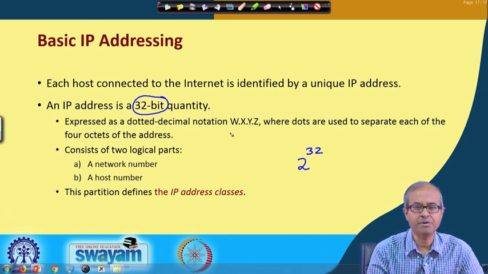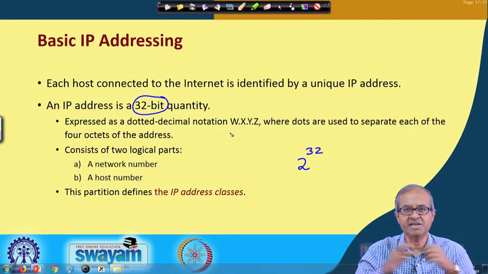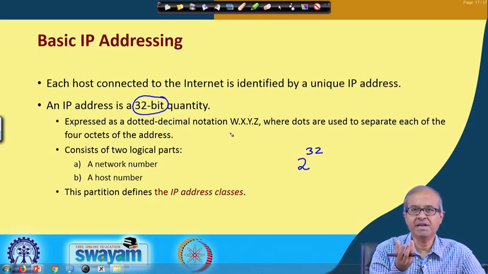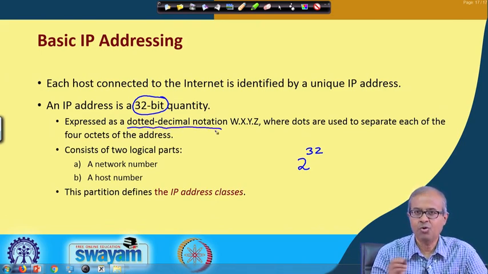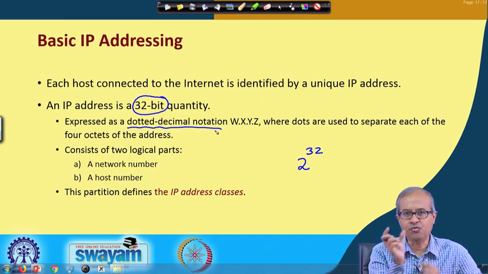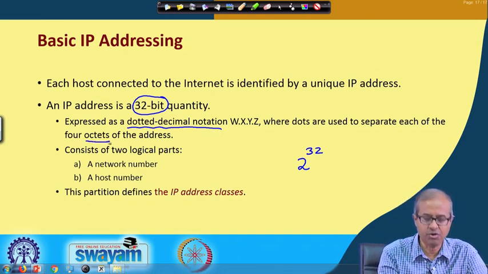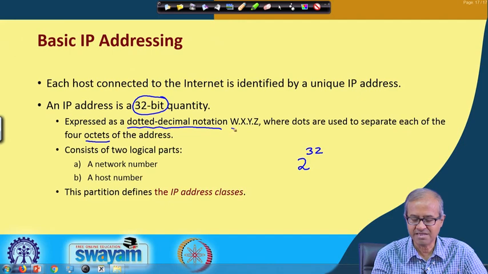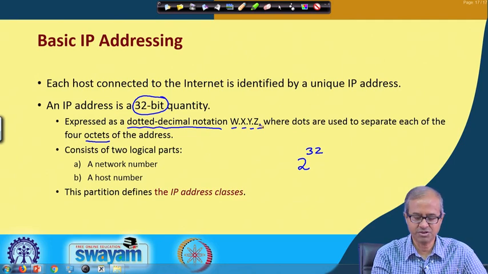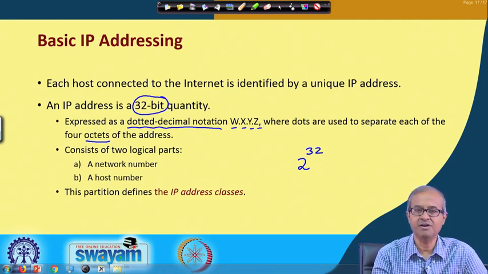Now, here I will take an example. This 32-bit number or address is a little difficult to remember: 0101, 1011, 32 binary digits. So, to make it a little more concise, there is something called dotted decimal notation, where you divide the 32 bits into 4 bytes, which are called octets, and each of these 8-bit quantities you express in decimal, and you write them as the decimal numbers w, x, y, z separated by dots. This is the so-called dotted decimal notation.